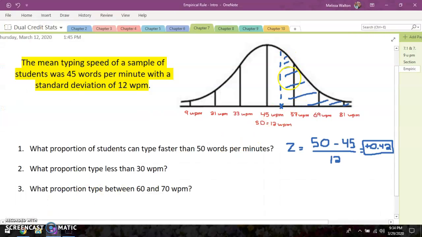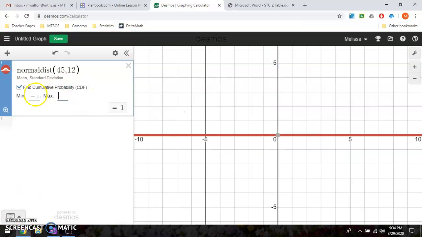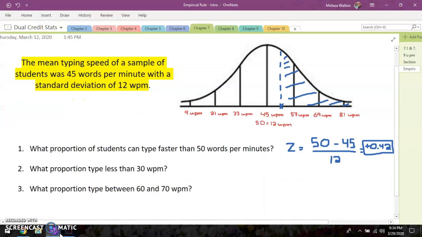I want to know what percent is between 50 and then off towards infinity. So I'm going to go ahead and change this. My minimum value here is 50, and then I'm off towards infinity. You can actually just type in infinity. And guys, this is the exact same answer that the previous page had. This percentage is 0.338.